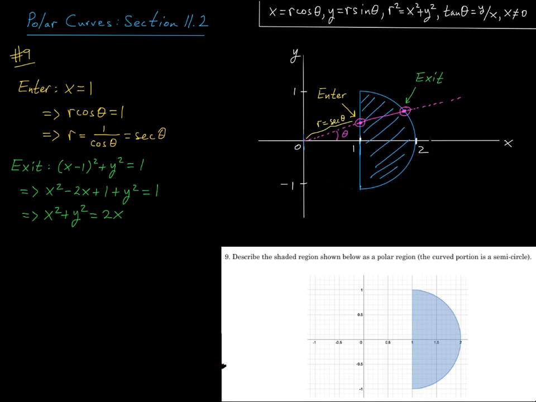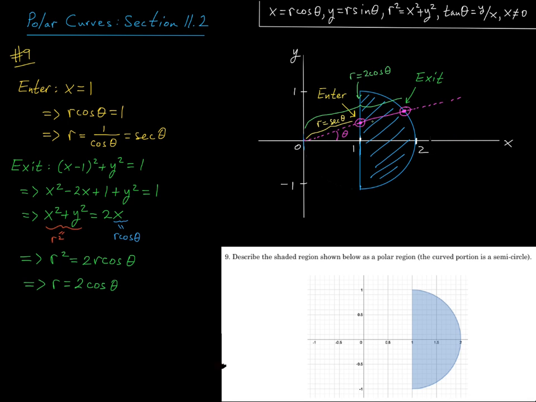All right, now x squared plus y squared, that's r squared. And 2x, that's 2r cosine theta. So I get that r squared is 2r cosine theta, and if I divide both sides of this equation by r, I'm left with the equation that r is equal to 2 cosine theta. So that's saying that the distance from the origin out to our exit point, r, is equal to 2 cosine theta. You see that here in green.